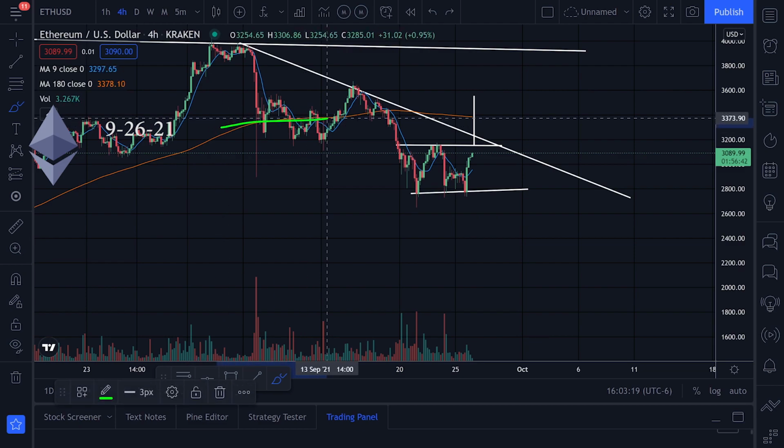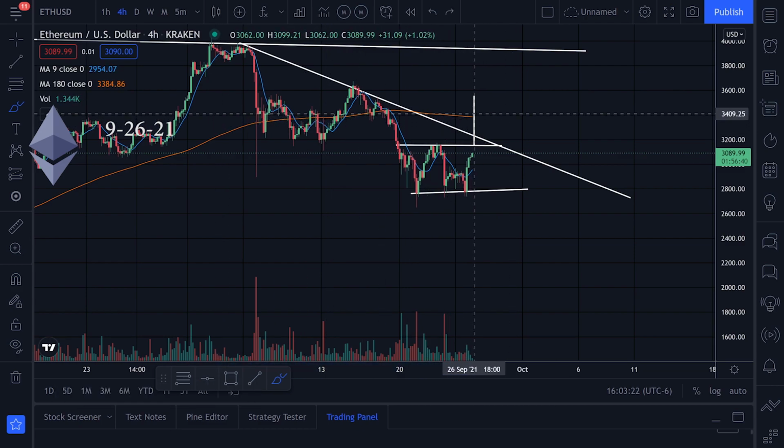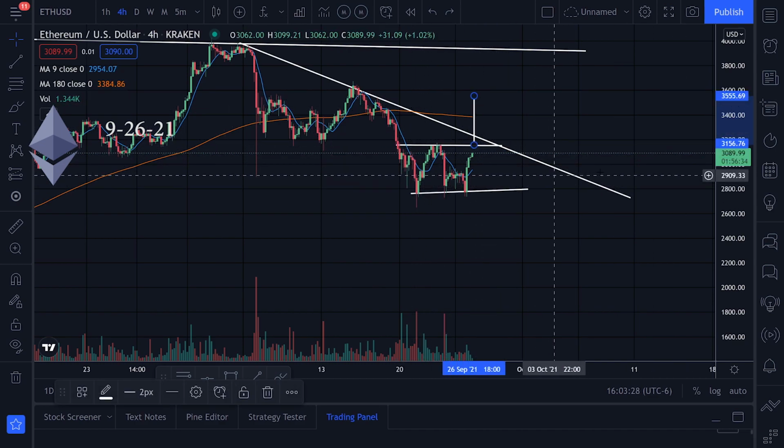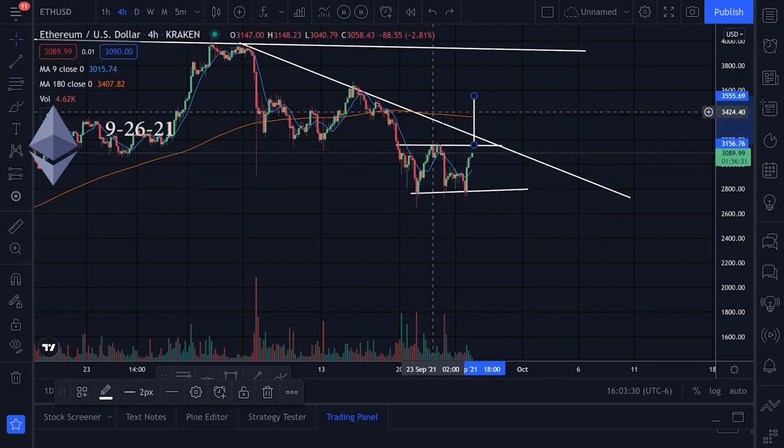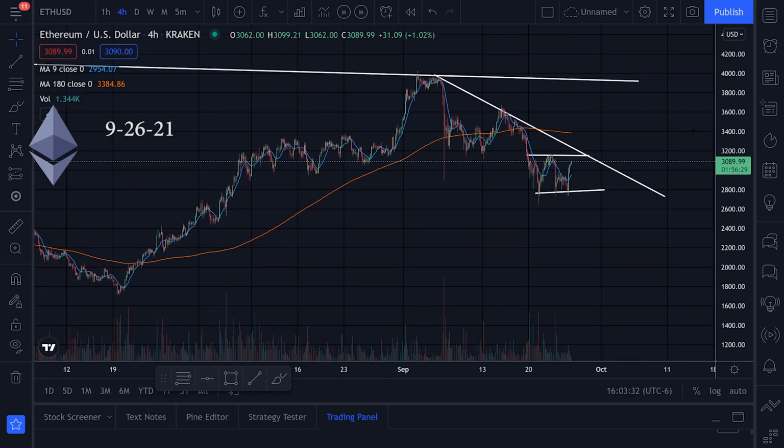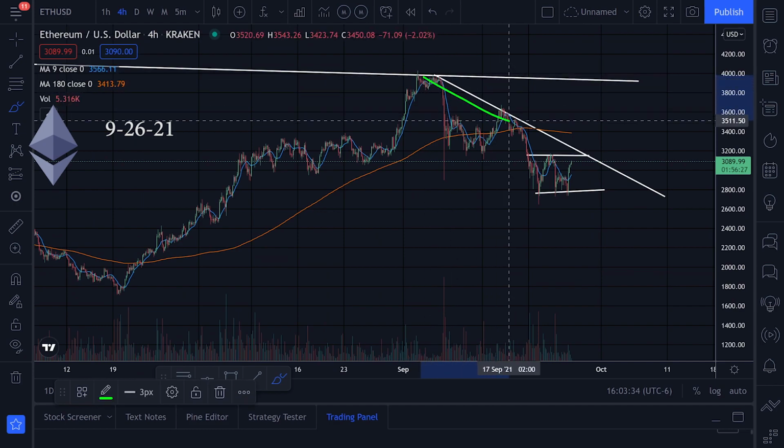We have this 180 moving average right here, so that might give us some trouble. The target is sitting at around 3,555 if we break out of this W pattern. And if we break out of that, we'll also be breaking this bigger downtrend right here.